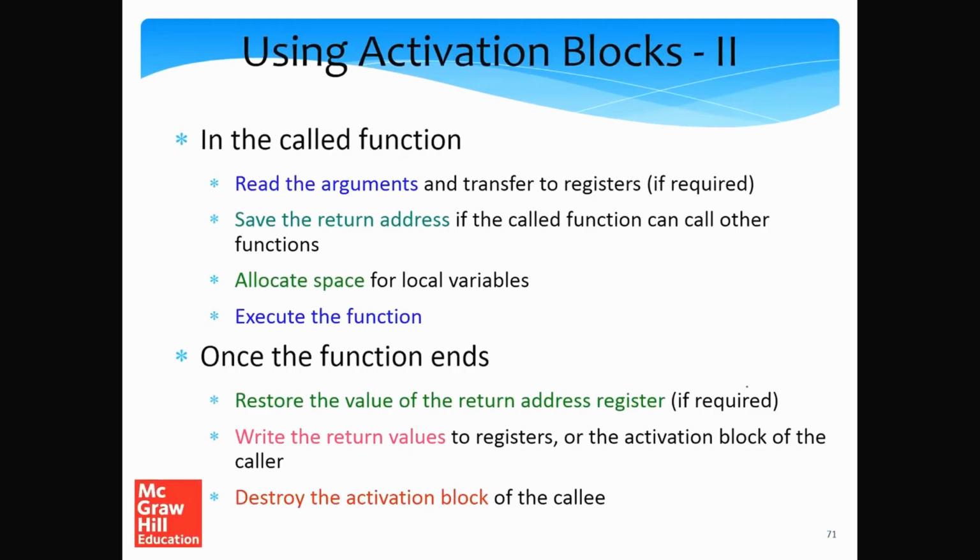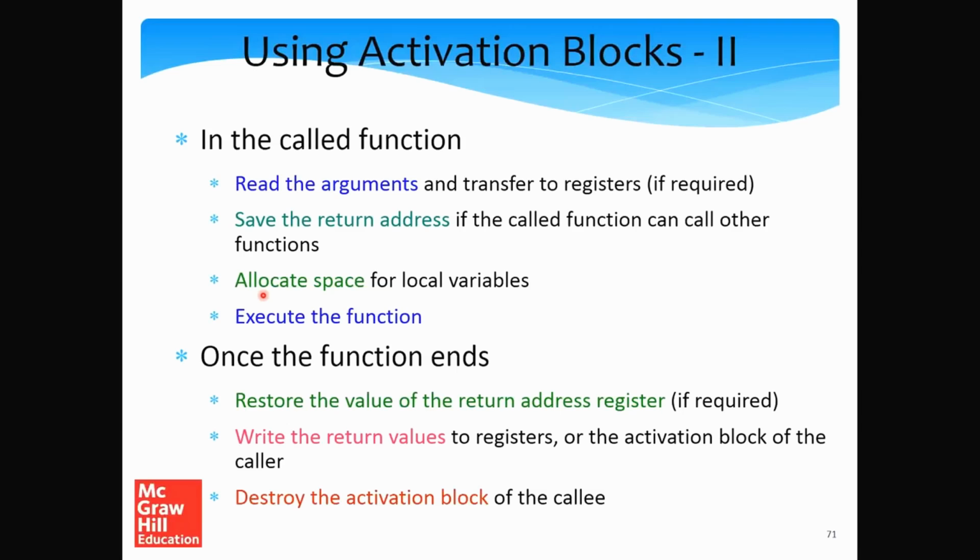So inside the called function, which is the callee, we first read the arguments and transfer them to registers if required. We save the return address if the called function can call other functions. We allocate space for local variables, and then we execute the function.